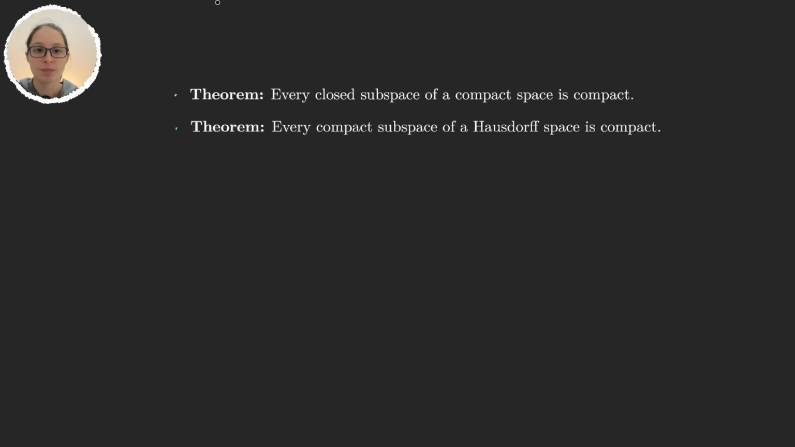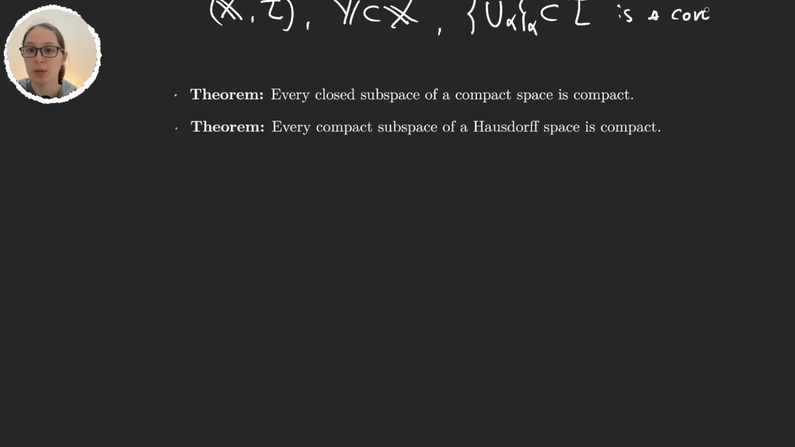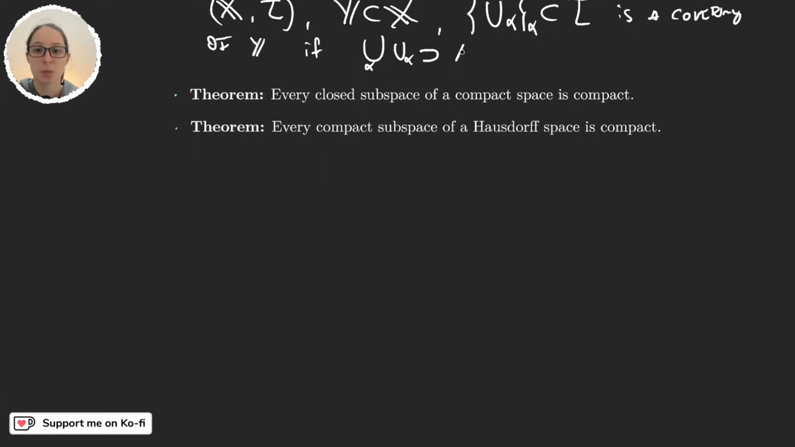So let's say we have a topological space X and we have a subset Y. We will say that U alpha, this collection of elements in the topology, is a covering of Y if the union of all the U alphas contains Y. So now it's not equal. The definition doesn't change much.